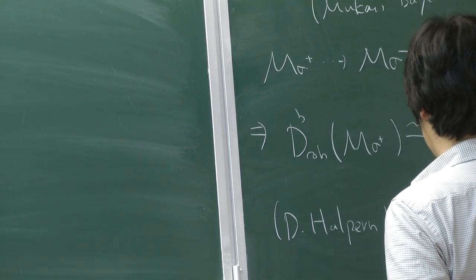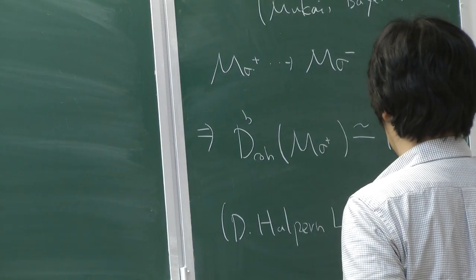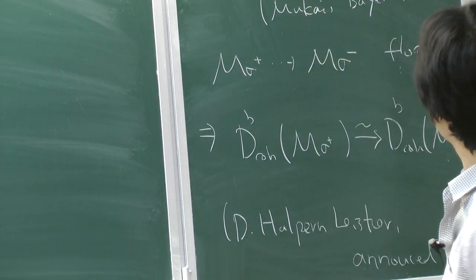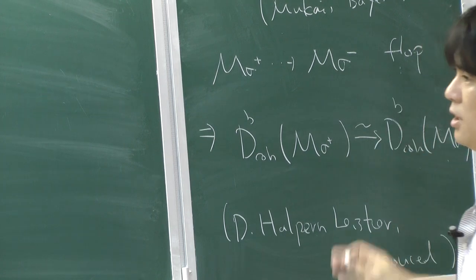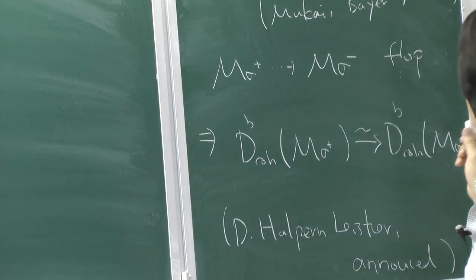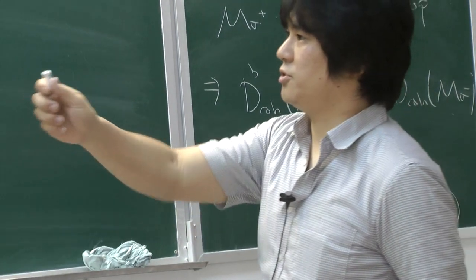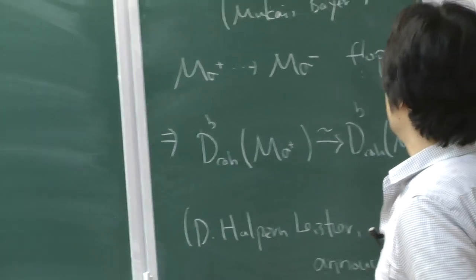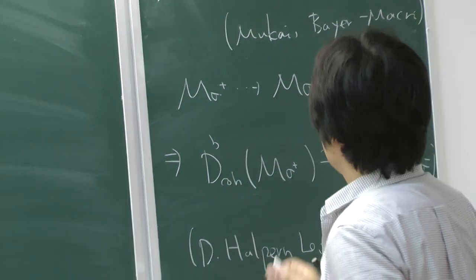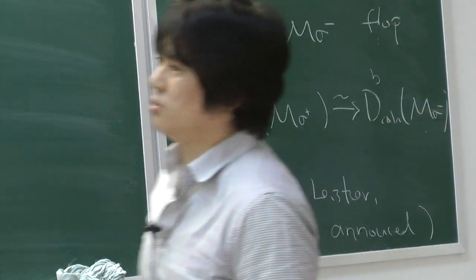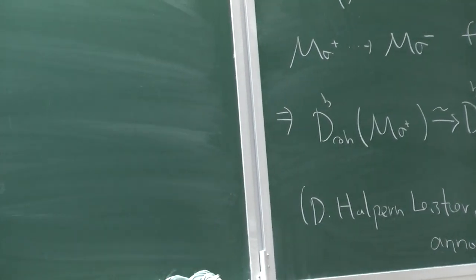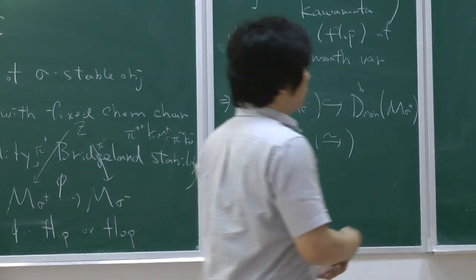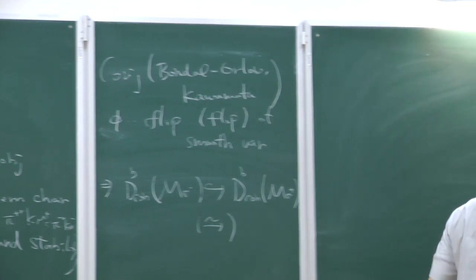So this is announced. So in this case, this question makes sense because both moduli spaces are non-singular, and this is a birational map. So we always have the equality of the canonical divisors. So we can ask the relationship of these derived categories.